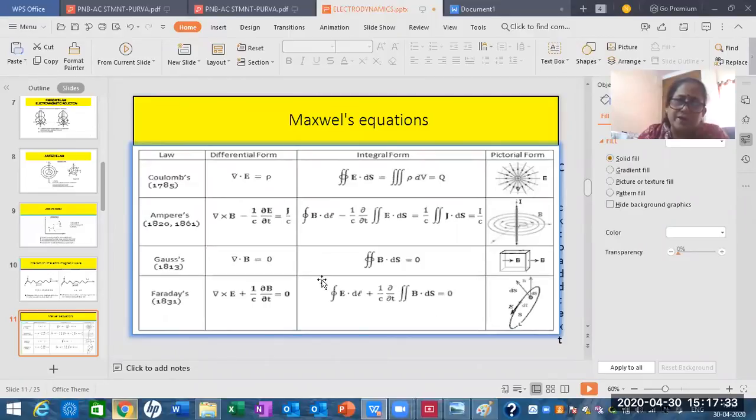As the law predicts that no monopole exists, it is not possible to keep a single north or south here. As a result, if you want to observe the flux lines in the surrounding area of this Gaussian surface, what should be its value? It should be 0. That's why the right hand side of this equation is 0.